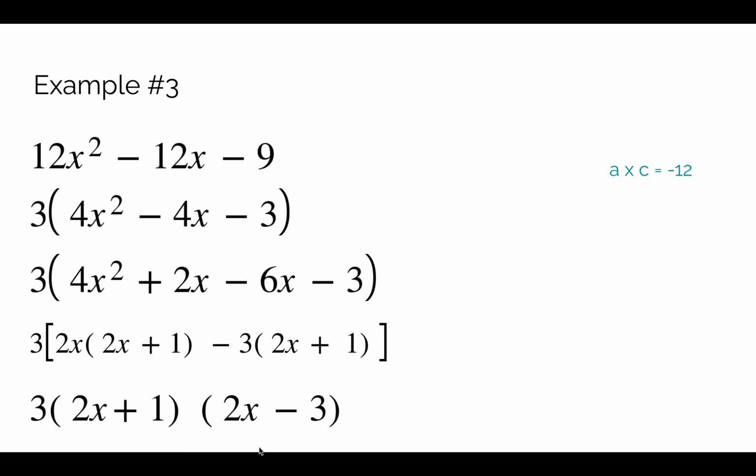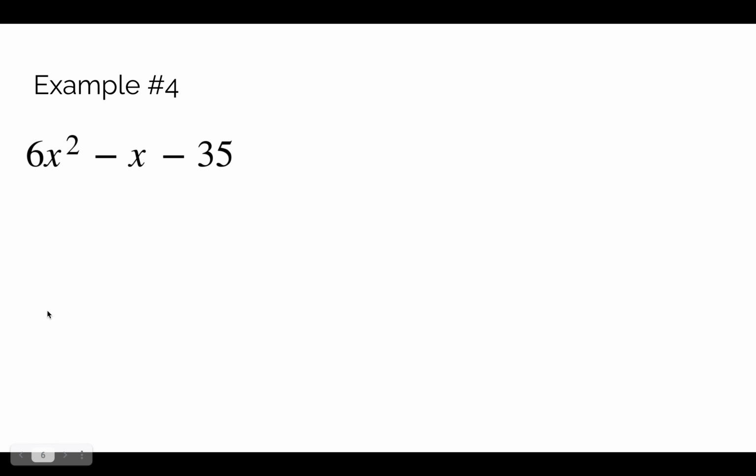So the total factored form of 12x squared minus 12x minus 9 is 3 times 2x plus 1 times 2x minus 3. Now let's go to our fourth and final example. We have 6x squared minus x minus 35.